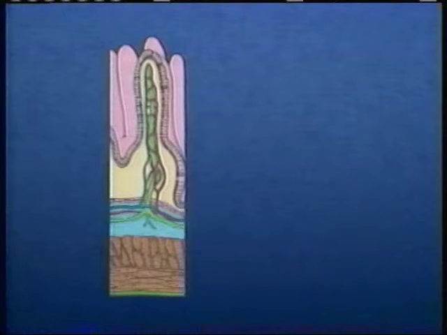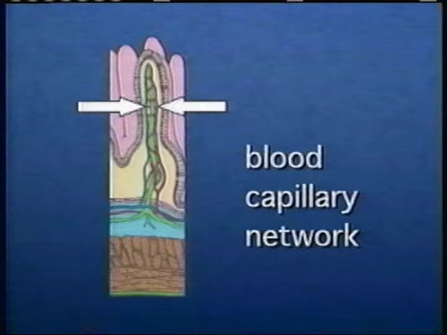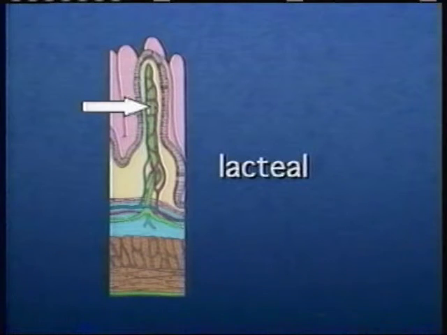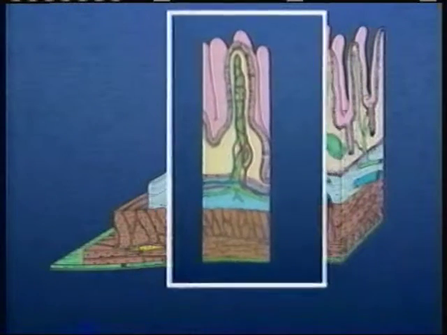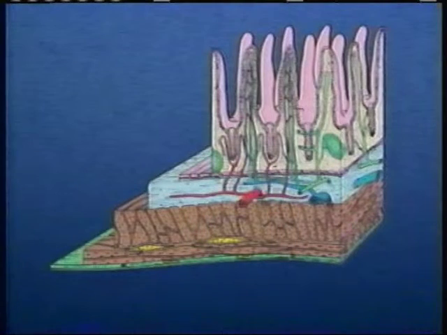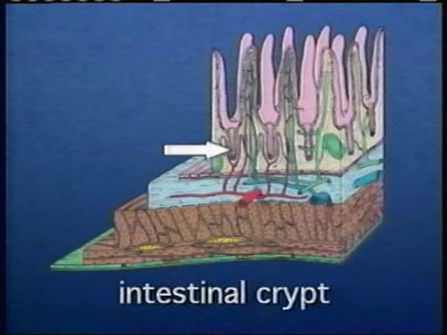Each villus has a core of lamina propria which contains a blood capillary network and a lymphatic capillary called a lacteal. Protein and carbohydrate breakdown products are absorbed into the capillary bed, and fatty substances are absorbed into the lacteal. Located between adjacent villi are intestinal crypts whose lining cells secrete intestinal juices.